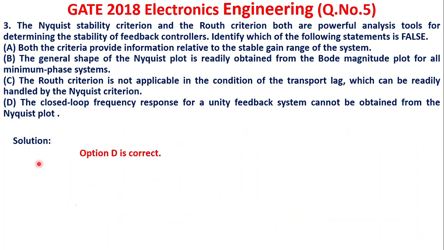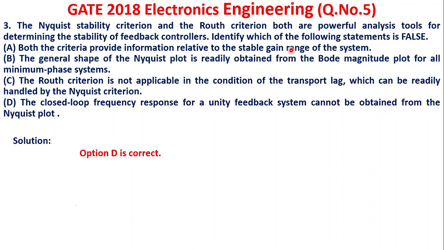Next problem. It is just theory, taken from GATE 2018 Electronics Engineering question number 5. The Nyquist Stability Criterion and Routh Criterion both are powerful analysis tools for determining the stability of feedback controllers. Identify which of the following statements is false. First statement: both the criteria provide information related to the stable gain range of the system. Yes, you can find out the range of stability in Nyquist as well as Routh.